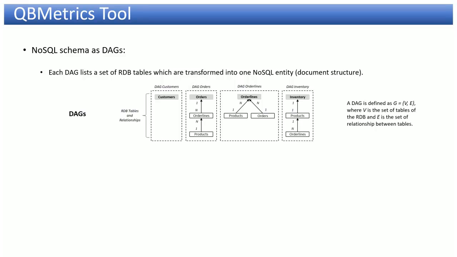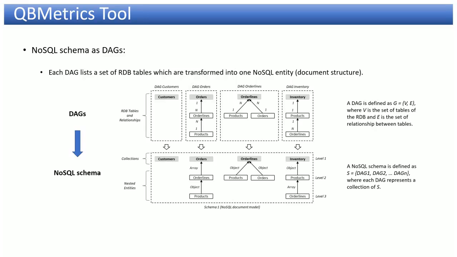In our approach, each DAG lists a set of RDB tables which are transformed into one NoSQL entity or document structure. In the picture below, we see 4 DAGs: customers, orders, order lines, and inventory, where the vertices are tables and edges are the relationships between tables. A DAG is used to specify the conversion process of the entities, where the root vertex represents the NoSQL entity and the other vertices the nested entities. A set of DAGs can be seen as a NoSQL schema.